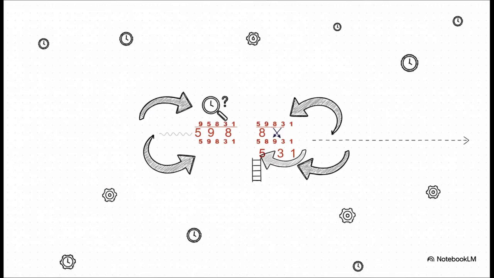Okay, so check this out on the screen. We start with our list. First, the algorithm compares 9 and 5. Well, 9 is bigger, so they swap places. Next up, it looks at the new neighbors, 9 and 8. And again, 9 is the larger number, so they trade places. You can already see the 9 starting its little journey over to the right.